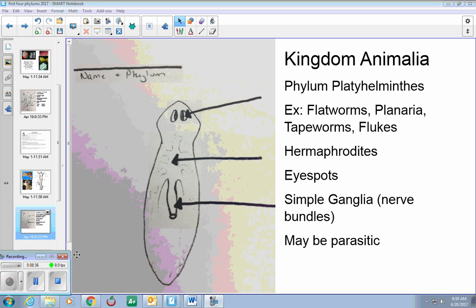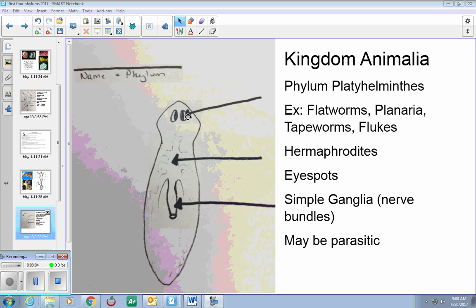Our next phylum is the Platyhelminthes, and those are generally called flatworms. Planaria are the ones we have in class that we're going to be looking at under a microscope. Also tapeworms and flukes. They're typically hermaphrodites. Again, they carry both sexes. We have evolved a little more complexity here. We have some eye spots.